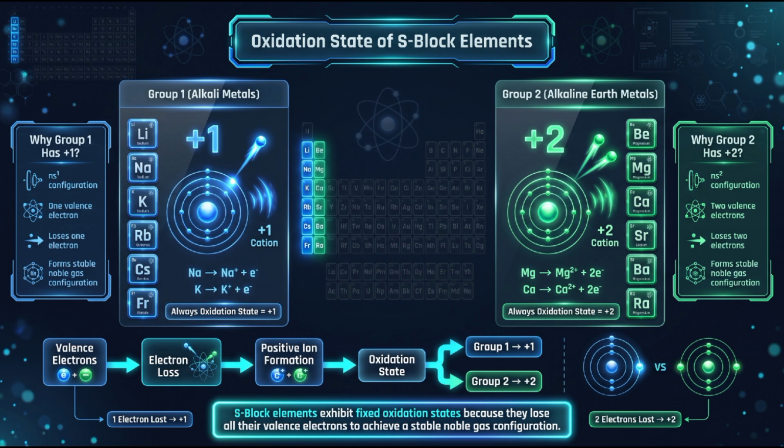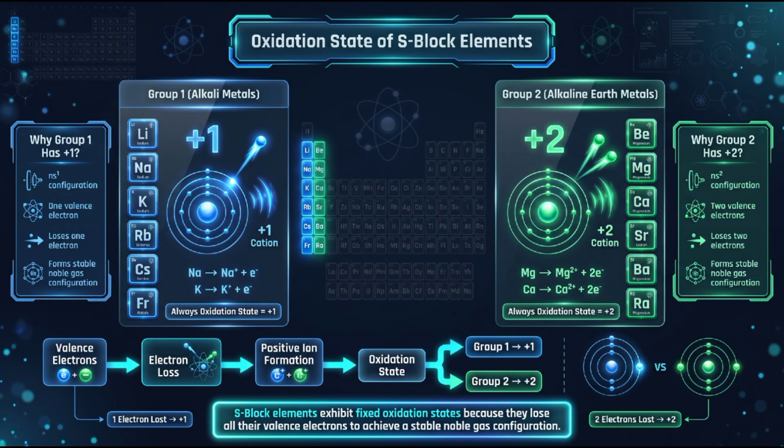For example, sodium undergoes the following process, Na → Na+ + e−. 1 sodium atom loses 1 electron and becomes a positively charged sodium ion. Similarly, K → K+ + e− shows potassium losing 1 electron to form a potassium ion. Every group 1 metal behaves in exactly the same manner. Since each atom loses 1 electron, every atom develops a single positive charge. For this reason, the oxidation state of group 1 elements is always +1. The image emphasizes this point by stating always oxidation state +1.